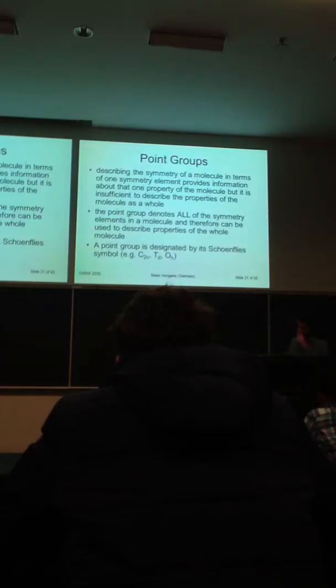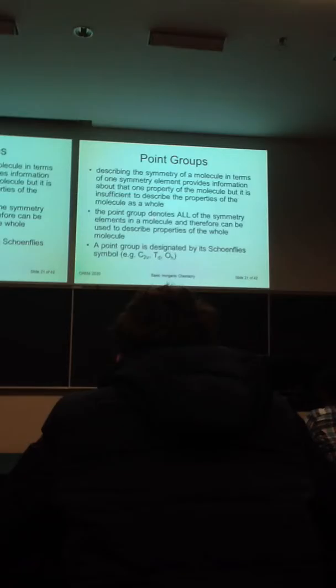symmetry operations. What we really want to do, rather than looking at individual symmetry operations in molecules, is look at something that somehow tells us what all of the symmetry operations are in a particular molecule. And for that, we have what are known as point groups. These point groups describe the symmetry of the molecule in just one term. Okay? And then we can use that to establish the properties of a molecule as a whole.